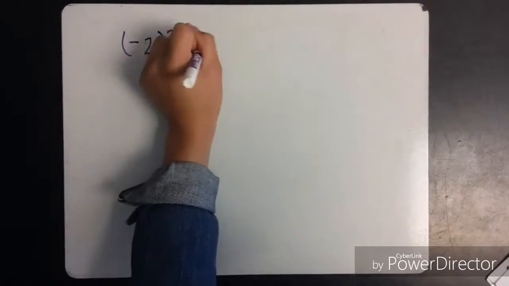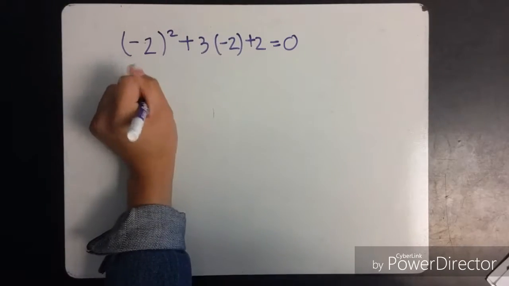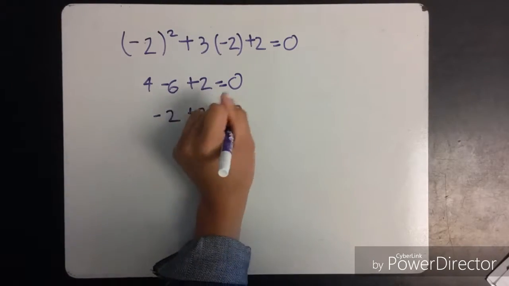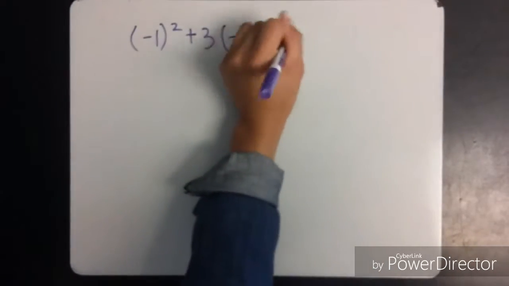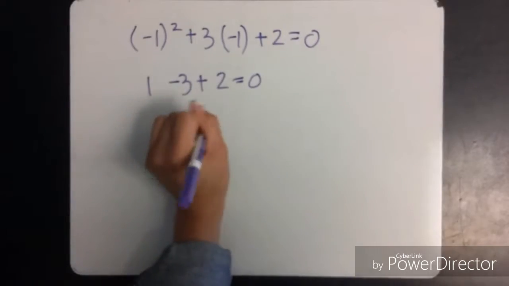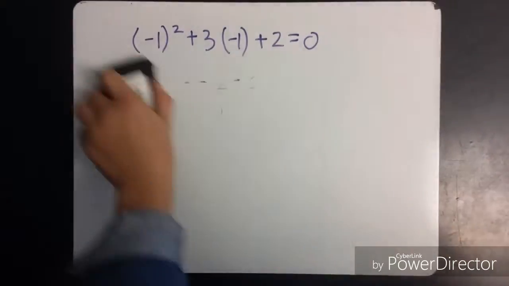For the check step, take your answer x equals negative 2 and plug it into the original equation of x squared plus 3x plus 2 equals 0. Good. Now take x equals negative 1 and plug it into x squared plus 3x plus 2 equals 0. Good.